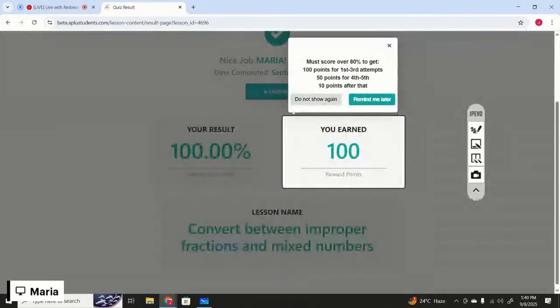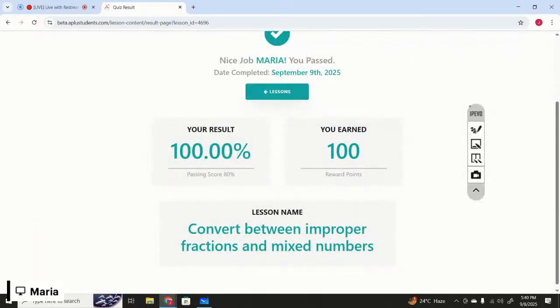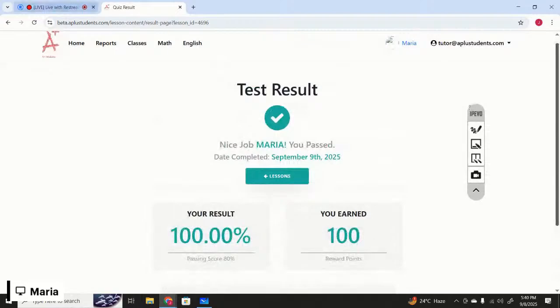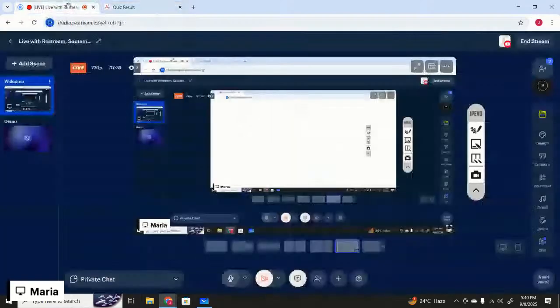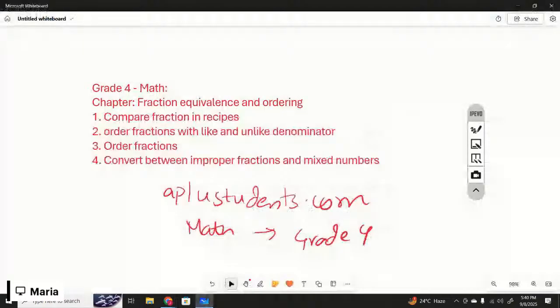Okay, we are done with the lesson. Okay, so we were working on grade 4 math. The chapter we are working on is fraction equivalence and ordering. The lessons we have covered today are compare fractions in recipes, order fractions with like and unlike denominator, and order fractions and convert between improper fractions and mixed numbers.